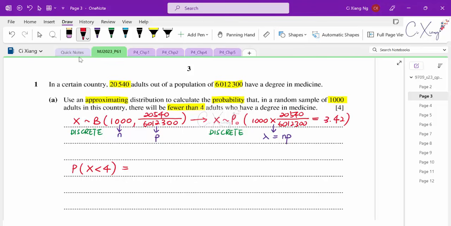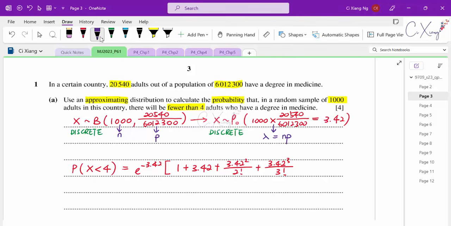So to get the probability for x smaller than 4, the formula will be e to the negative lambda, so e to the negative 3.42. Then the first number is 1, always a 1. The second number is always lambda. Then the third number will be 3.42 squared, the lambda squared divided by 2 factorial, and then the lambda cubed divided by 3 factorial.